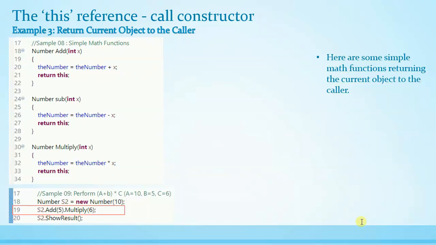is possible. So a method returns a current instance, and from that method return type we are making a call to the other member method. So here first we call the add, and from its return value we chain it with multiply. So this statement performs the expression a plus b into c.